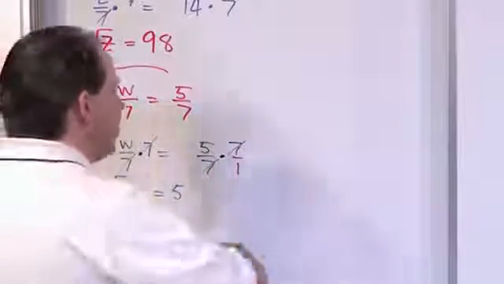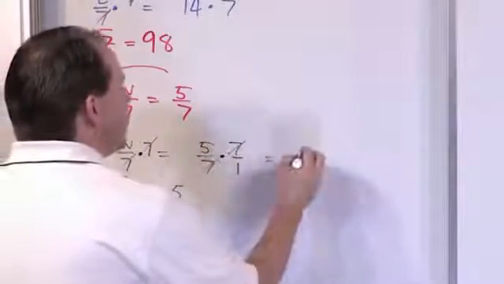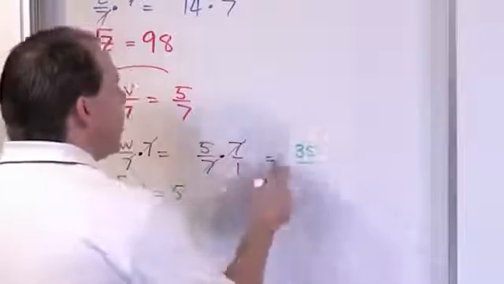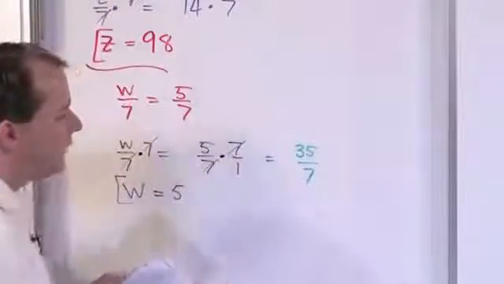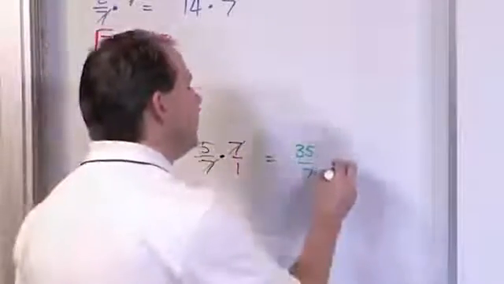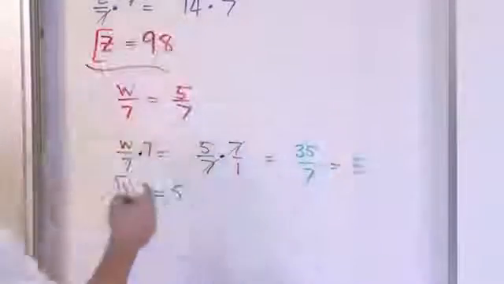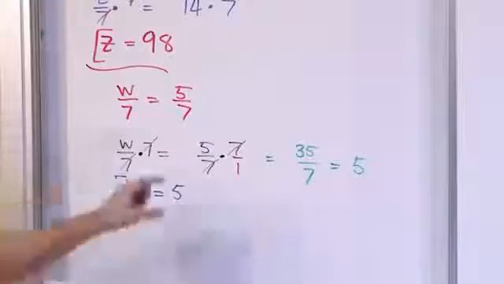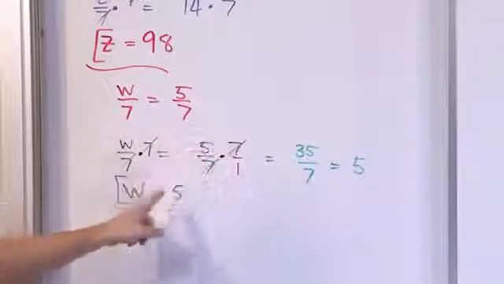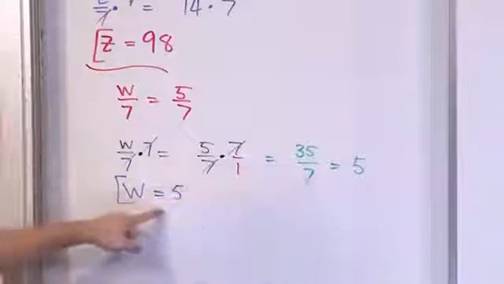Let me just show you real quick. If we didn't do this, we would have 7 times 5 is 35 on the top. 7 times 1 is 7 on the bottom. That would be our answer. And then we would look at this and say, well, 35 divided by 7 is 5. So that's the same thing we get. So no matter if you do the multiplication and then you simplify, or if you simplify ahead of time, you're going to get the same answer either way.